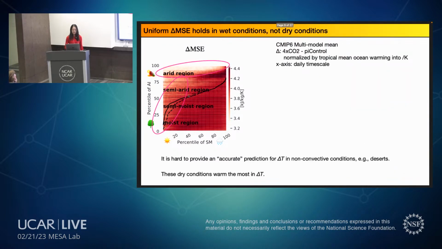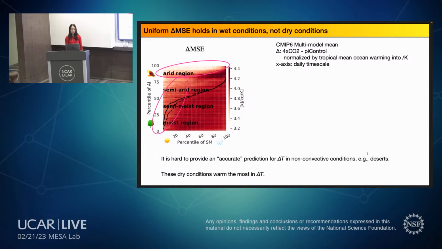And so for moist static energy increase, we see that for the moist conditions, the increase of MSE is uniform, which is consistent with the original theory. But over dry regions and on dry days, the increase is smaller. And so the uniform MSE assumption breaks down. And therefore, we find that it's hard to provide an accurate prediction for temperature increase for these conditions based on that theory. So this includes places like desert.